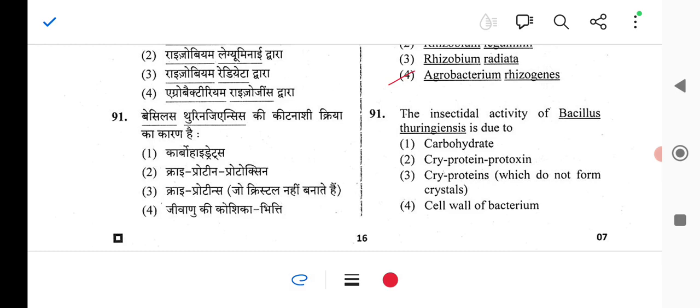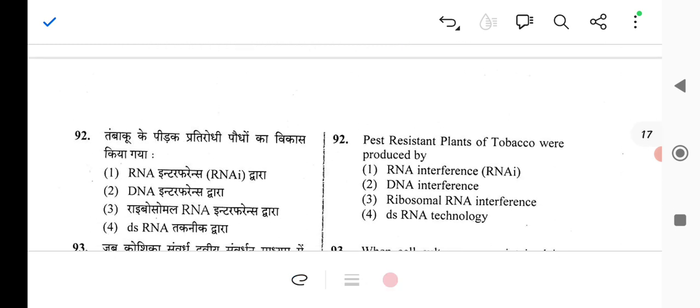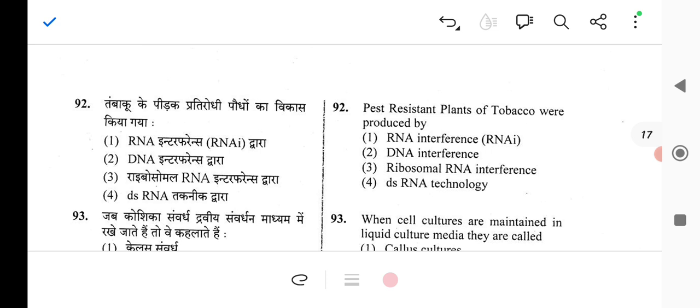Next is the insecticidal activity of Bacillus thuringiensis, Bt cotton. In Bt cotton, it is due to cry protein protoxin. Okay, the insecticidal activity is due to cry protein protoxin. Next is pest resistant plants of tobacco were produced by RNA interference.